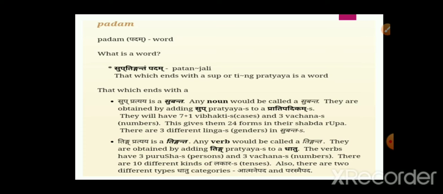So we have seen, right? A padam can be of two types. It has to be of two types. One is Subanta padam and Tinganta padam. The word which ends with Supratyaya is called as Subanta padam, which is a noun form. And any verb which ends with Ting Pratyaya is called as a Tingantapadam. Tingantapadam means a verbal form.